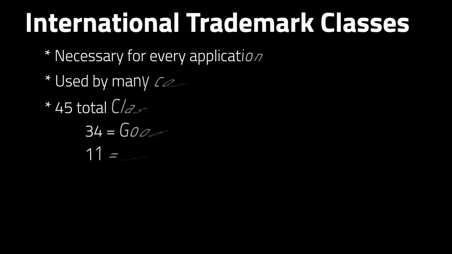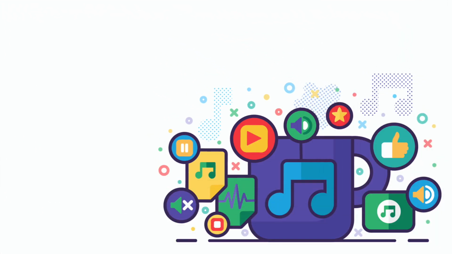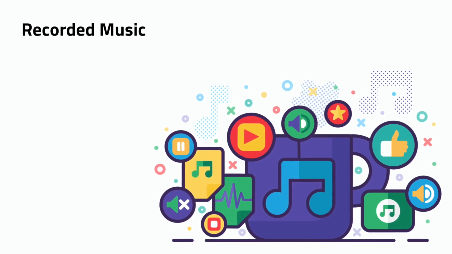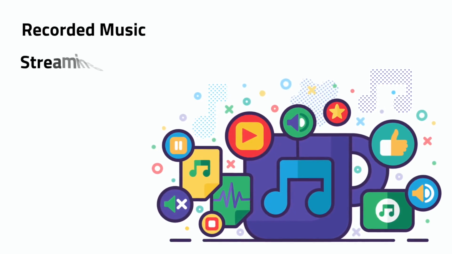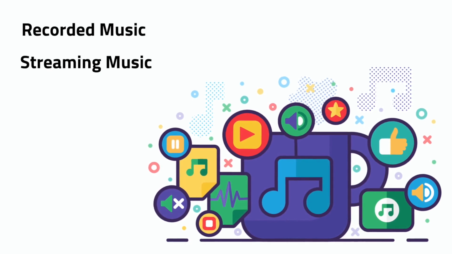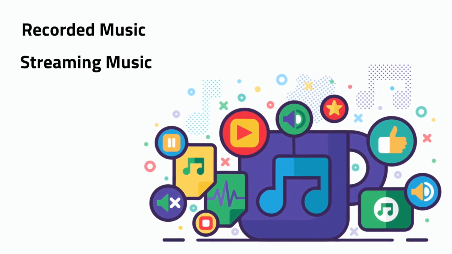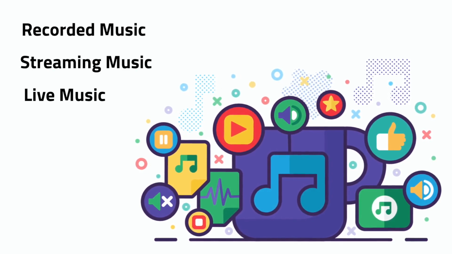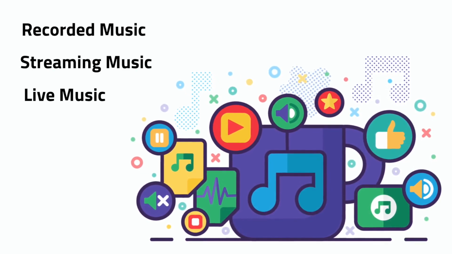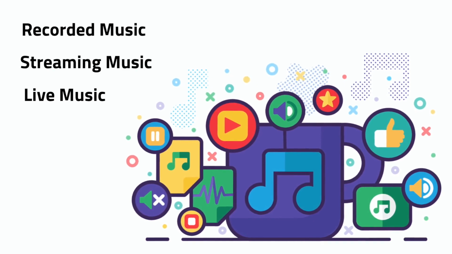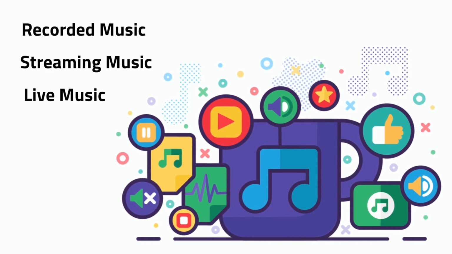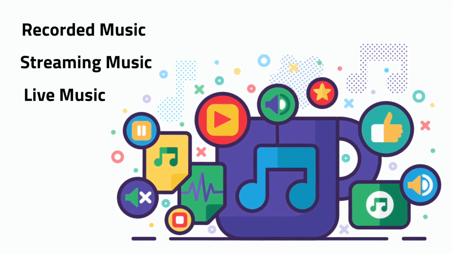So, for example, music, if you just say, I'm in the music business, that could be recorded music that would generally be in class 9, or streaming music that would generally be with communication services in class 38, or live musical performances by an artist or a band that would generally be in entertainment services in class 41. So many products or services can actually spread across multiple classes.